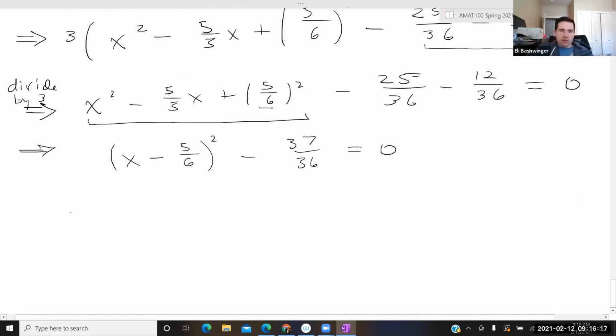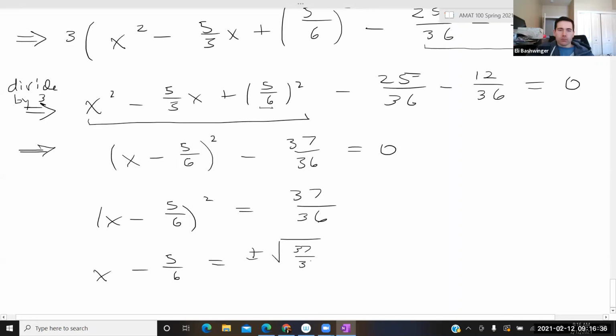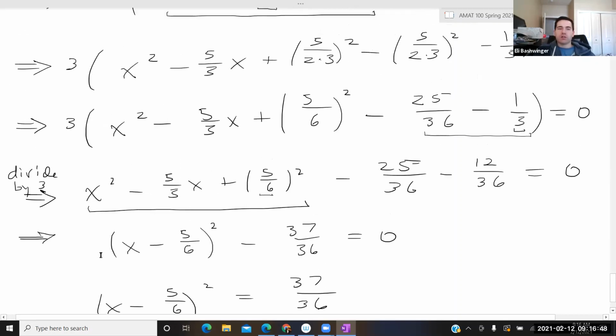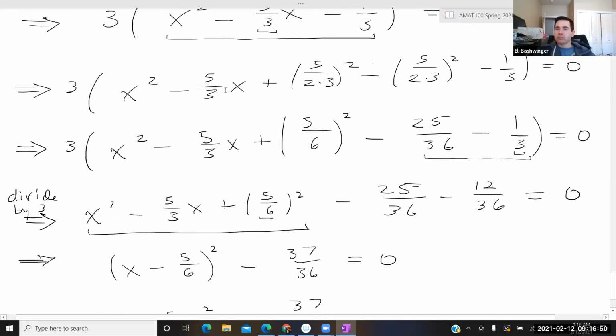And then you can put the 37 over 36 on the other side. And I won't go through the rest of this, but the rest of it is you just take the square root and then you add 5 over 6 to both sides and simplify as much as you can. The rest of it I'll just leave to you, but I just wanted to go through these parts right here, completing the square.